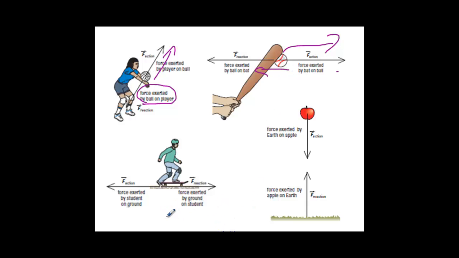Different example here, a skateboarder. Why does a skateboarder move forward? Well, it's kind of similar to either the rocket ship or the boat propeller. The person here exerts a force on the ground, pushing himself backwards, and the ground then exerts a force back on the student, pushing him forwards. So whenever you're walking, there's actually both forces in play according to Newton's third law. You are pushing on the ground, and the ground is pushing back on you, thereby propelling you forward.